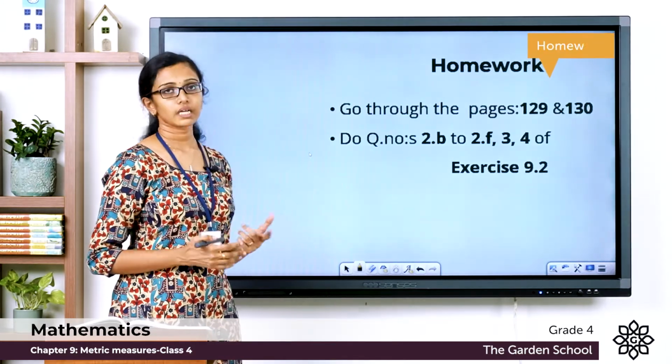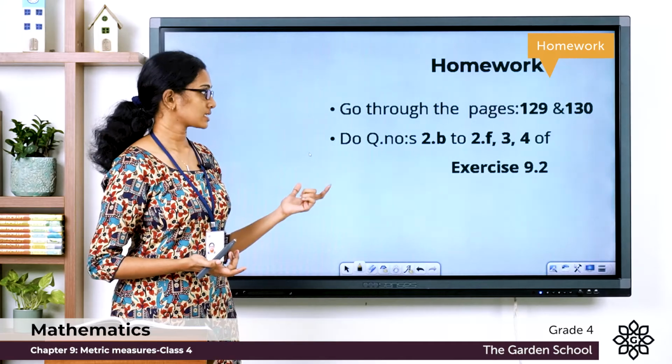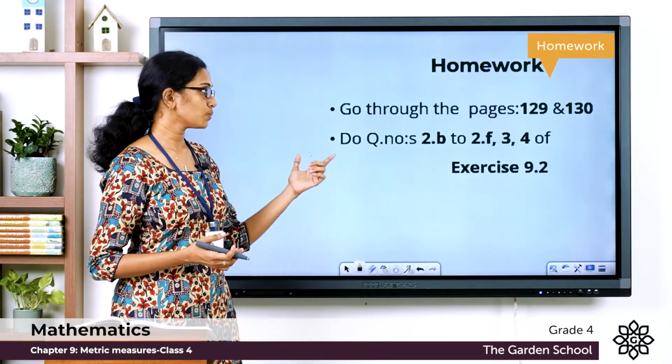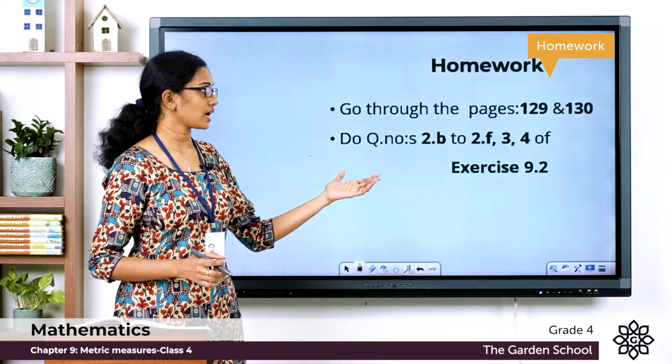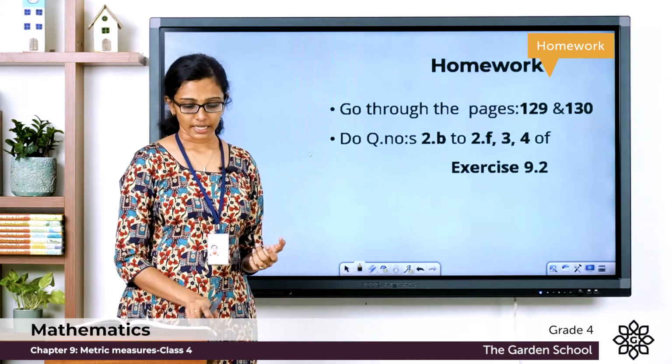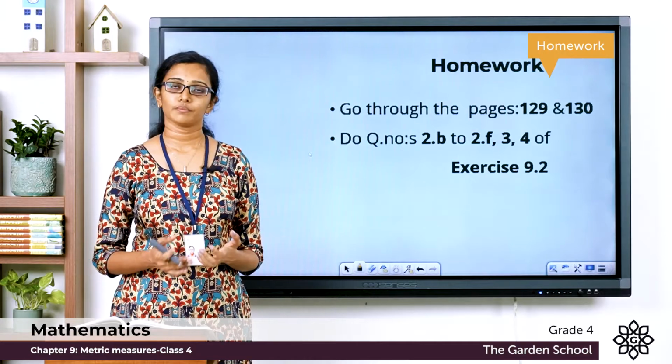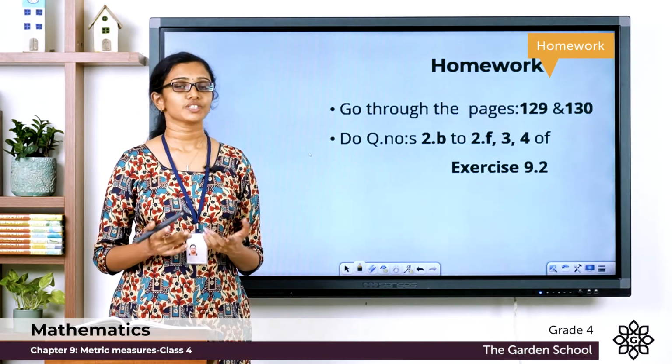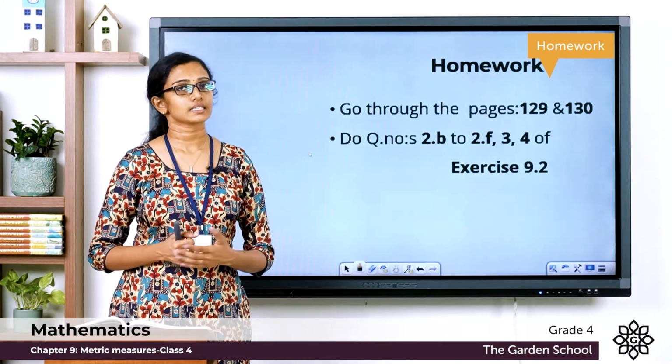You have to complete a few exercise questions: exercise question number 2B to 2F and also question numbers 3 and 4 of exercise 9.2. These questions you have to complete in your notebook. Once you are done with that, you can take a picture and send it to us through Teams.